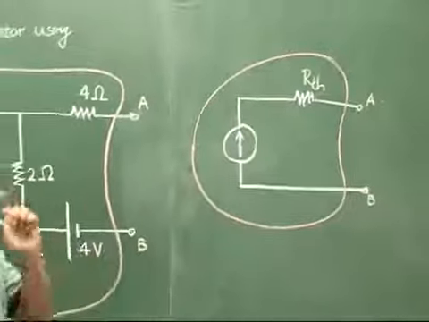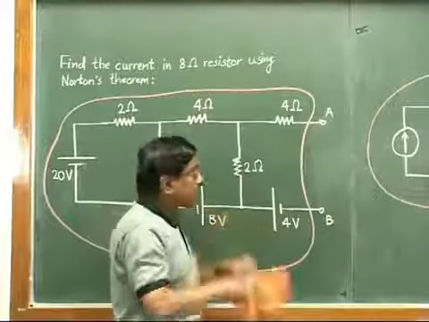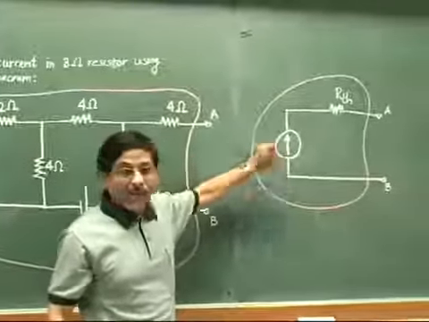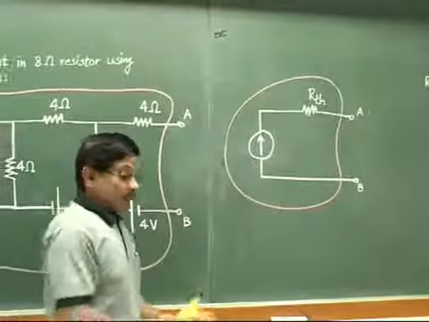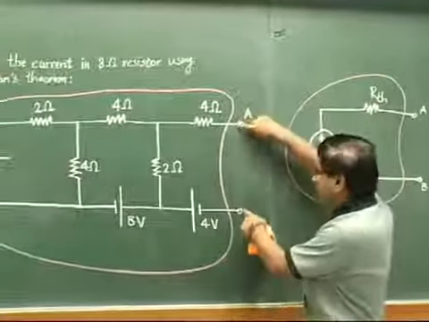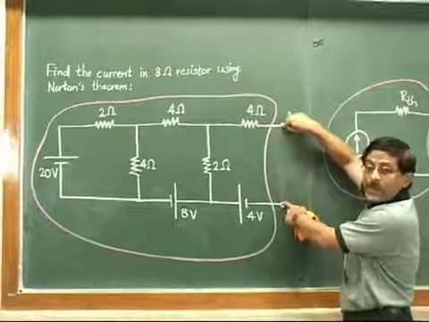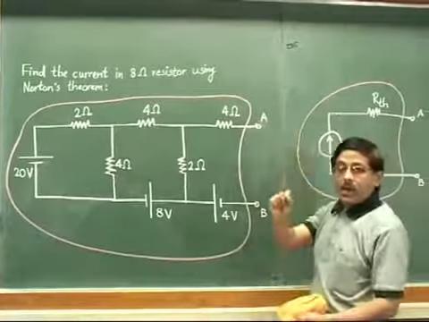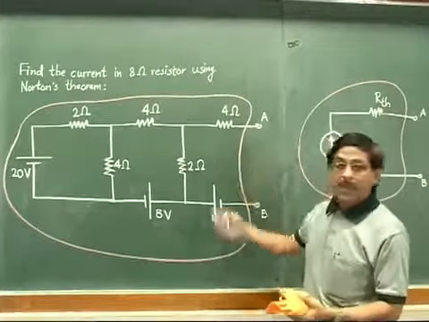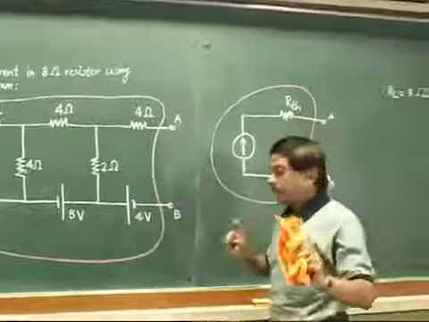So the idea is to convert this entire circuit into a single equivalent current source, to be shown here like this. And the second thing in Norton's theorem is that across these 2 points, this entire circuit would give some single equivalent value of the resistance. Also we have seen it in Thevenin's theorem, and we called it RTH.